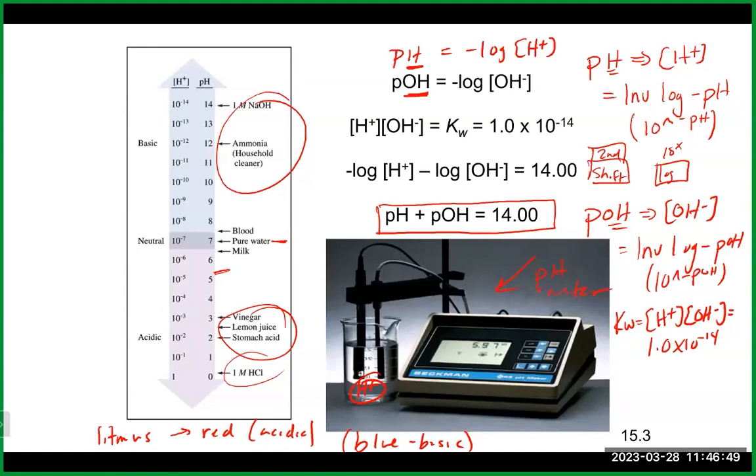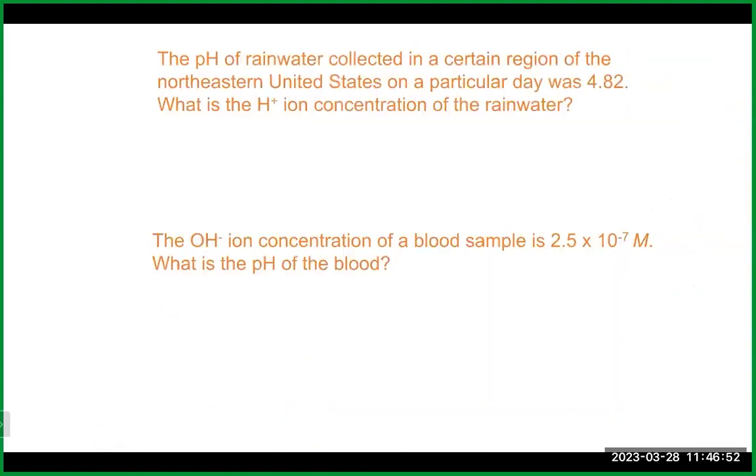All right, any questions on any of those? All right, let's try some here. The pH of rainwater collected is about 4.82. Let's answer a bunch of questions here. What is the concentration of H plus? What is the concentration of OH minus? What is the pOH? And is it acidic, basic, or neutral?